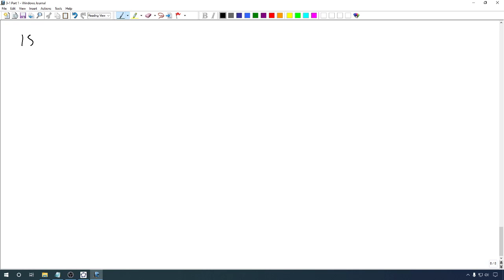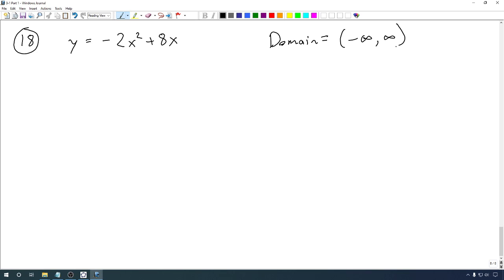Let's look at another example that's not quite so straightforward, though. In problem 18, we have y is equal to negative 2x squared plus 8x. We have a quadratic. Of course, our domain, which I'm going to keep doing, is going to be all real numbers, or negative infinity to infinity, because it's just a polynomial. All polynomials have domain all real numbers.